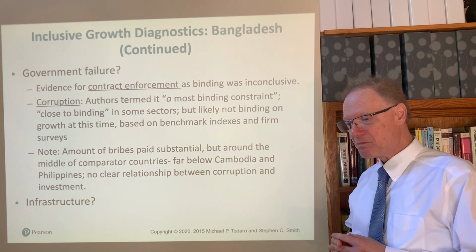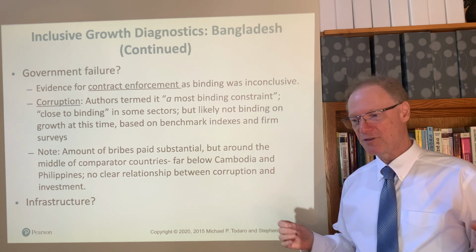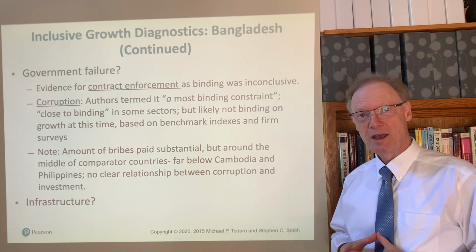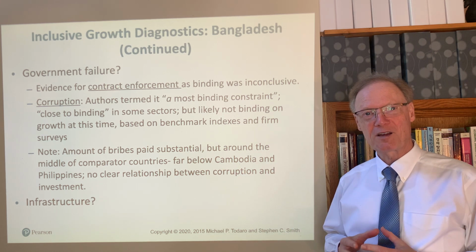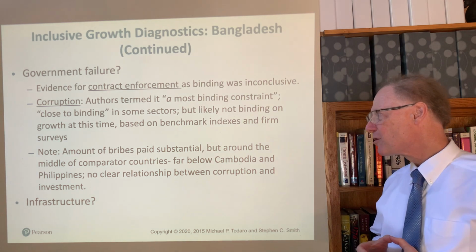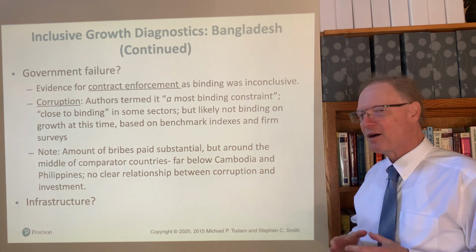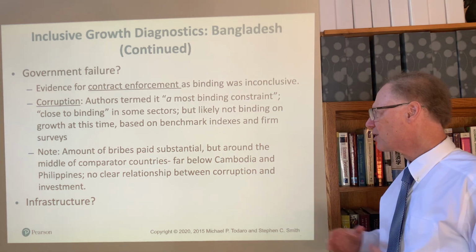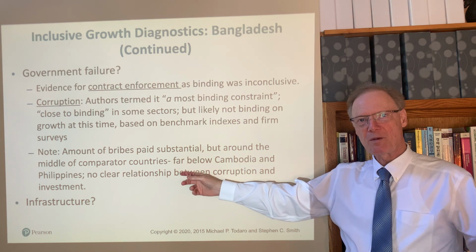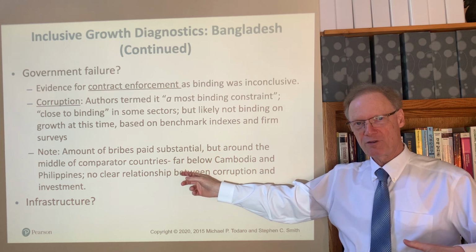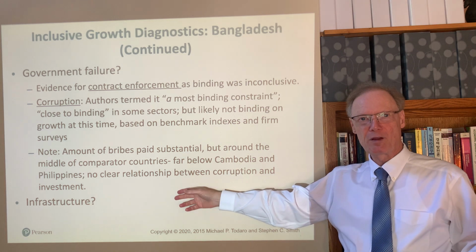firm surveys. Another thing that one can look at is international benchmarking. So for example, Transparency International has some corruption indices, and Bangladesh was not particularly out of whack, if you want, with respect to where it is on those indices. There's a lot of bribes that have to be paid, no question about it in Bangladesh. But that's not the point. Even there, they were around the middle of the pack in the set of comparator countries that were used, and below comparisons made with Cambodia and Philippines.